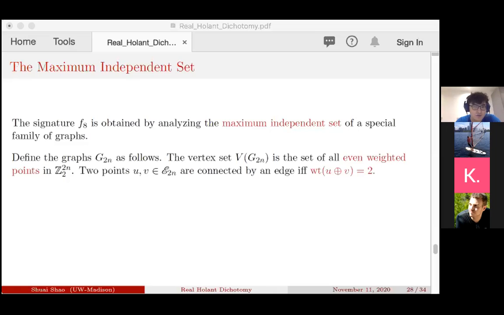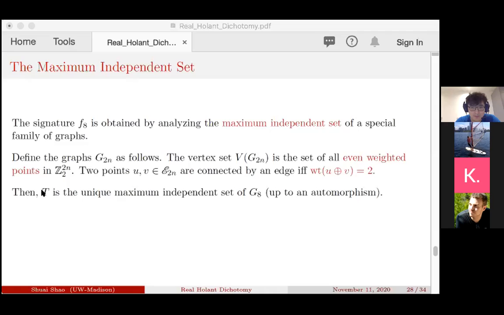Now we define the following graphs, G sub 2n, as follows. Here the vertex set of the graph G sub 2n is the set of all even weighted points in the 2n dimensional Boolean space. And two points are connected by an edge if and only if the Hamming distance is 2. Then this is the support of the signature f sub 8, which is denoted by T. This T is just the unique maximum independent set of the graph G sub 8. Well, we say it's unique up to an automorphism of this graph.